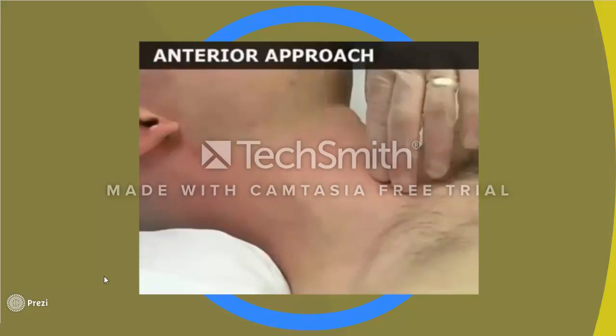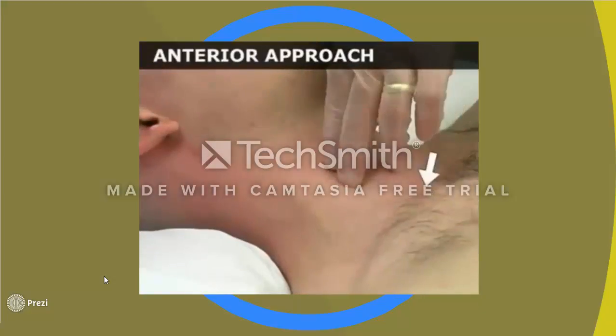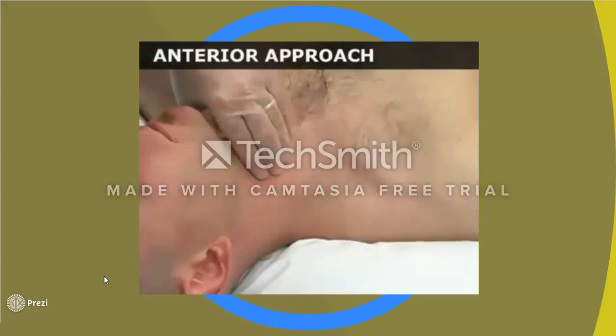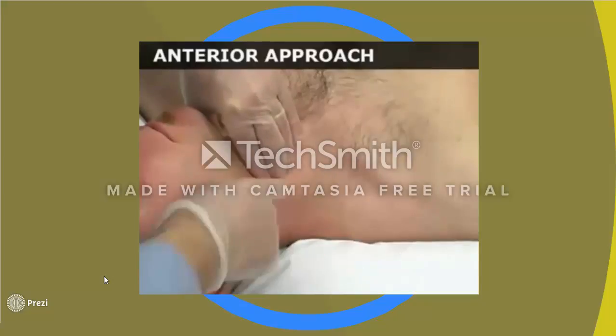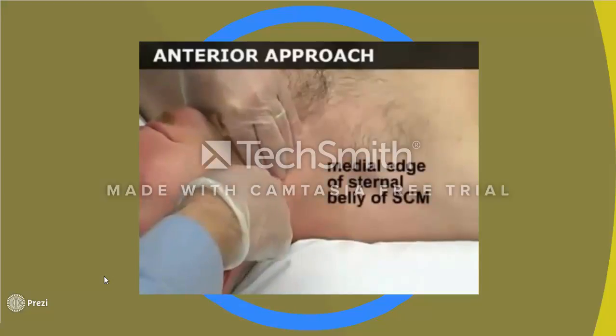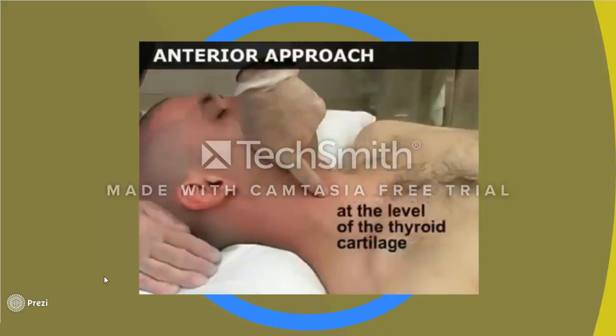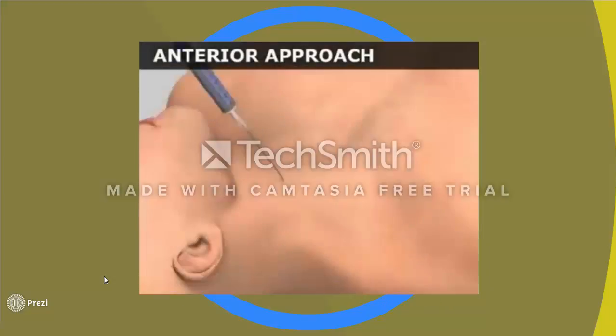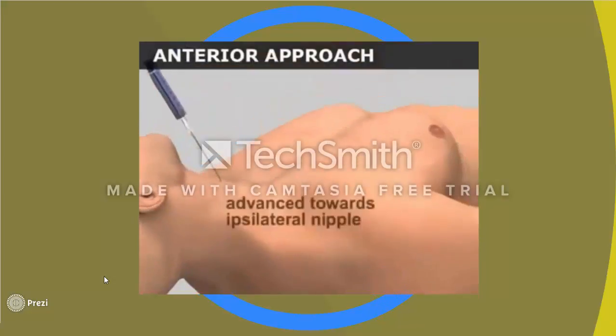For the anterior approach, first establish the location of the sternal belly of the sternocleidomastoid. With your left hand, palpate the carotid artery, which is located medial to the vein. Needle entry occurs along the medial edge of the sternal belly of the muscle at the level of the thyroid cartilage. The needle is held at a 45-degree angle to the skin and is advanced toward the ipsilateral nipple.